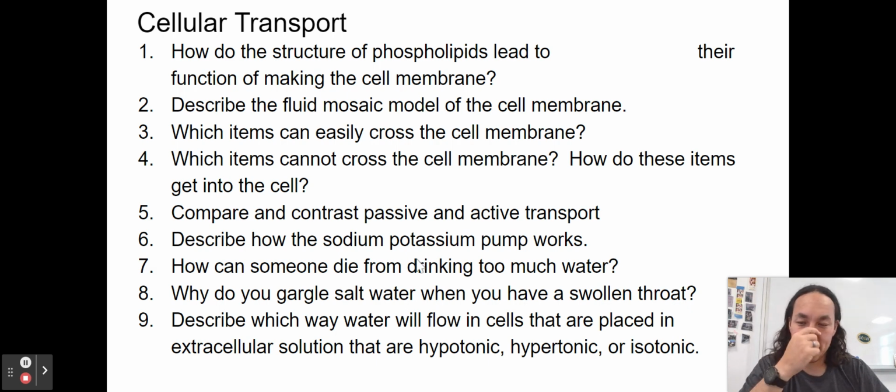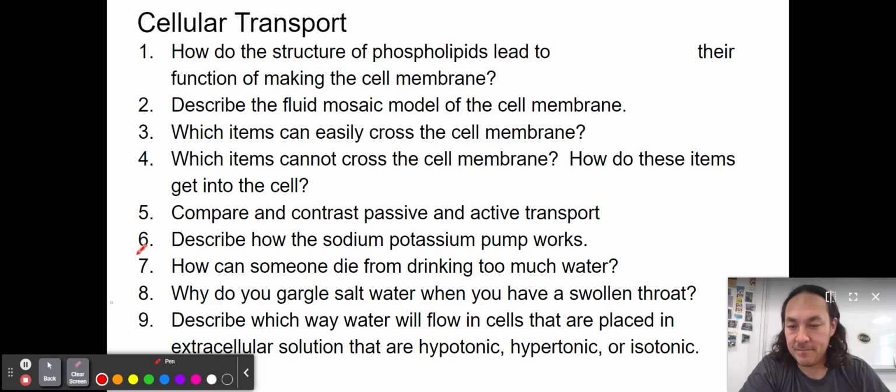We're not going to get to the sodium potassium pump. So number 6, you can cross out. So many things. We just need more time.